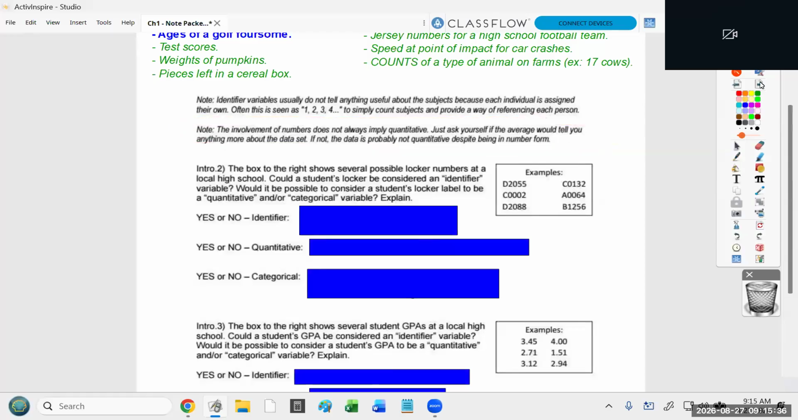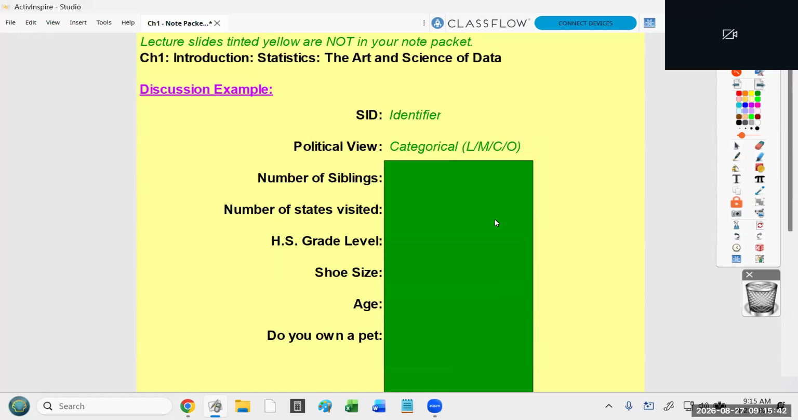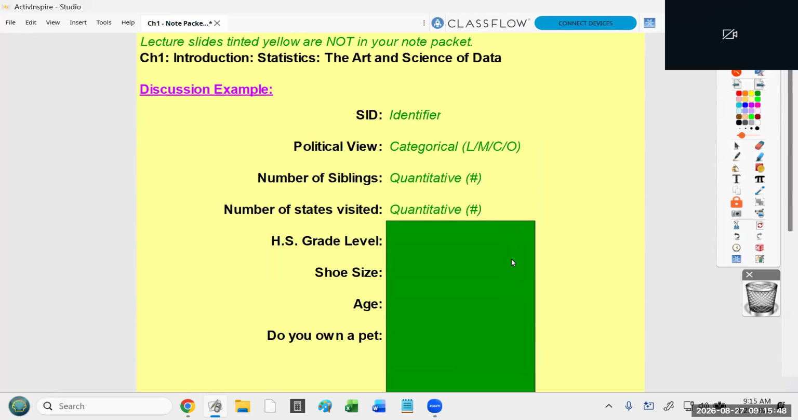Now, we'll get into some of the more interesting ones, like political view. That was one of the things that was asked on the survey yesterday. That was categorical. Liberal, moderate, conservative, other, I believe, are the options I gave you. Number of siblings, number of states visited is quantitative. Now, high school grade level is kind of a weird one because it's another one of those situations where it's a number, 9, 10, 11, 12, unless you want to use the words freshman, sophomore, junior, senior. But even though it can be a number, it's categorical.